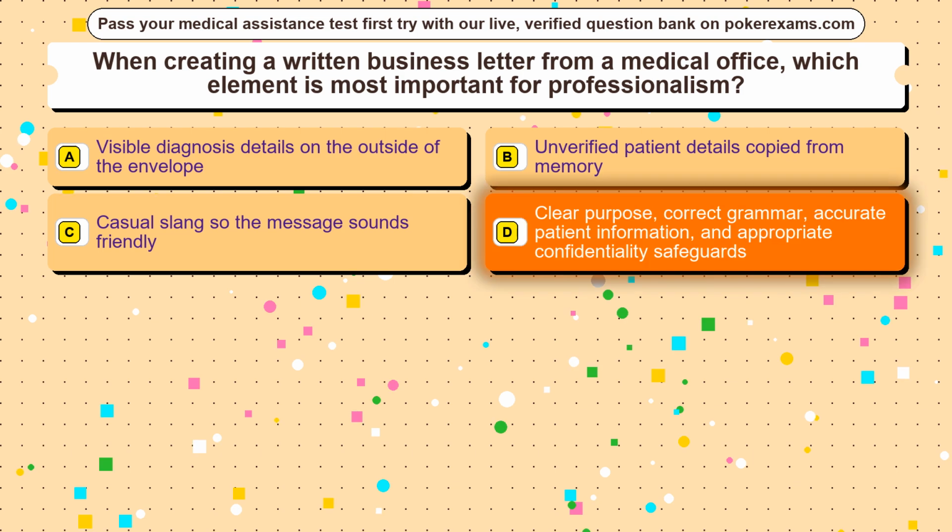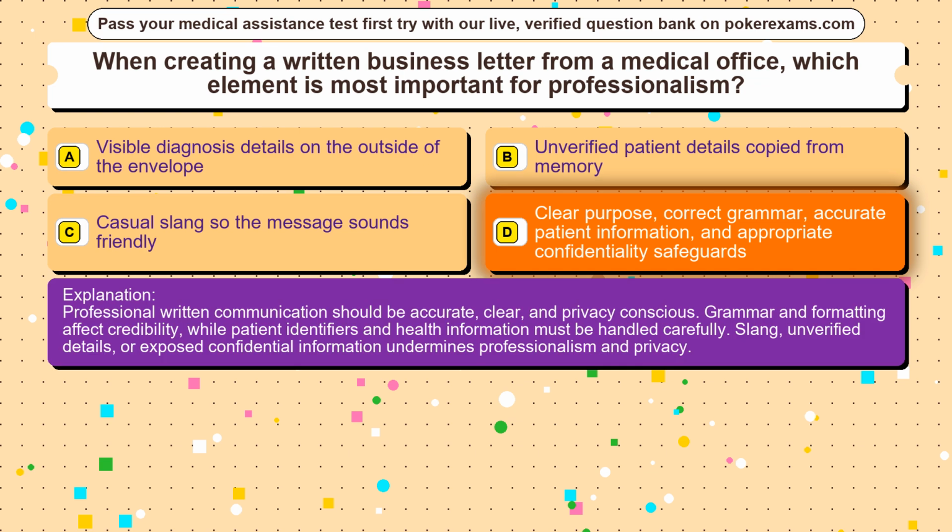The correct answer is option D, clear purpose, correct grammar, accurate patient information, and appropriate confidentiality safeguards. Professional written communication should be accurate, clear, and privacy-conscious. Grammar and formatting affect credibility, while patient identifiers and health information must be handled carefully. Slang, unverified details, or exposed confidential information undermines professionalism and privacy.